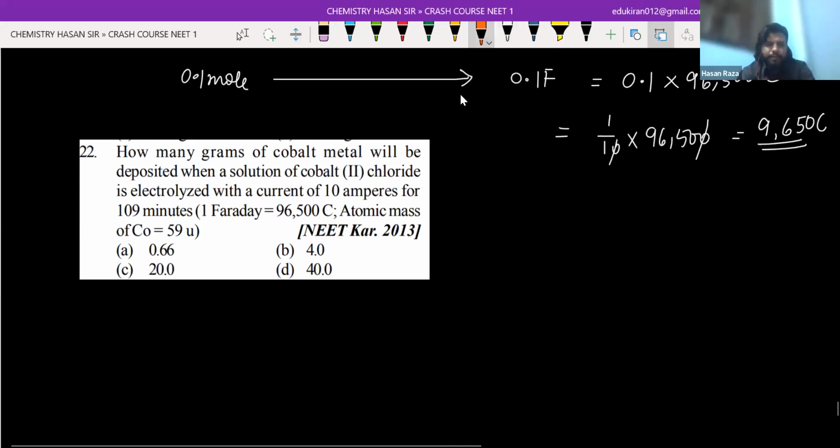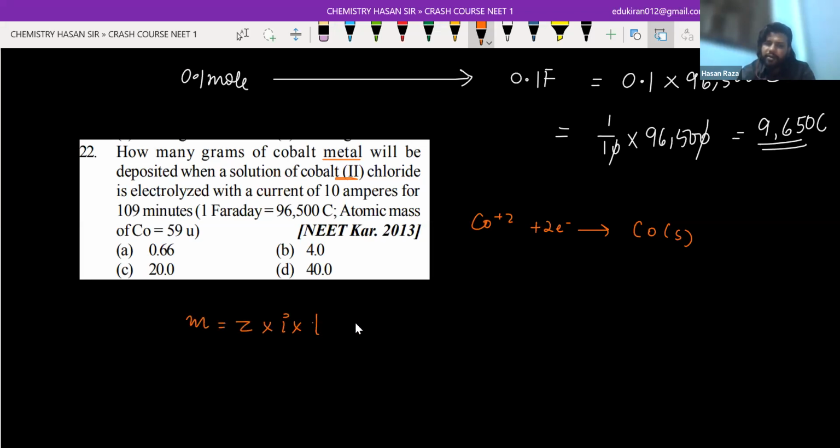See, it's very easy. How many grams of cobalt metal? No, it's wrong answer. We need to calculate the mass deposition of cobalt, and it is given that Co2+, that means cobalt is in +2, gains 2 electrons to give you solid cobalt, right? Now you just need to apply Z I T. Z is not directly given, so you are going to apply E by F. It is the same as copper, the first question. E is not directly given, so molar mass upon n, F into I into T.